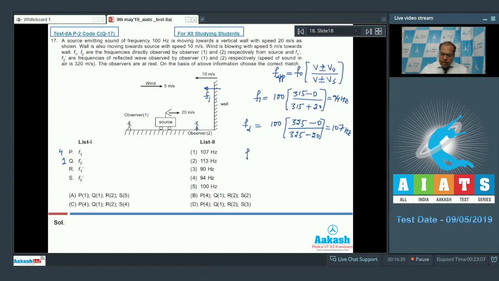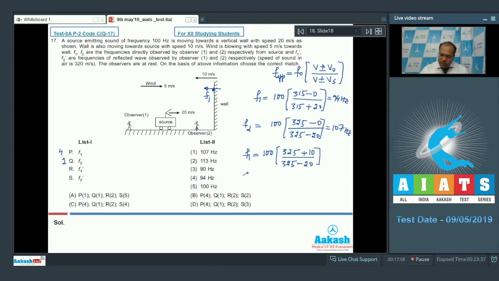So the value of f1 can be written as 100 into, so for this observer, this has to be written as 325, and the observer is moving towards the source, so plus 10 divided by 325, and the source is moving towards the observer, so minus 20. So this is the value of f1.